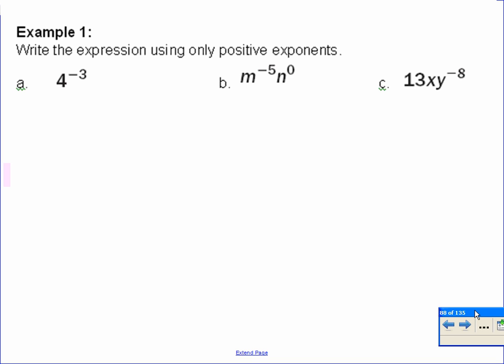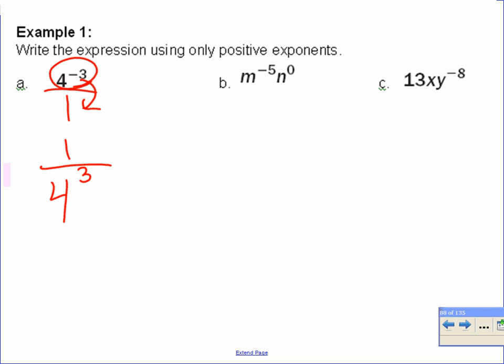Okay, letter A, 4 to the negative third. Put a 1 on the bottom, circle the power, the entire thing moves or switches to the bottom, you make it positive. So the answer is 1 over 4 cubed. That's completely simplified. Remember how I showed you in the calculator? Those are equivalent, but the completely simplified answer is 1 over 4 to the third, no negative exponents.